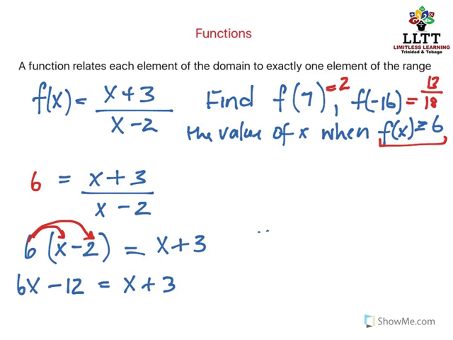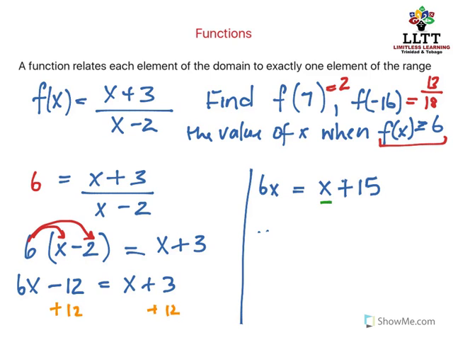Then next, I want to put all my x's on one side and all my numbers on one side. So the first thing I'm going to do is get rid of this 12 that's on my left-hand side. And I'm going to do that by adding 12 to both sides. So on my left-hand side, I have 6x minus 12 plus 12. Well, minus 12 plus 12 is going to give me 0. So I have 6x on my left-hand side. And on my right-hand side, I have x plus 3 plus 12. 3 plus 12 is 15, so that's x plus 15.